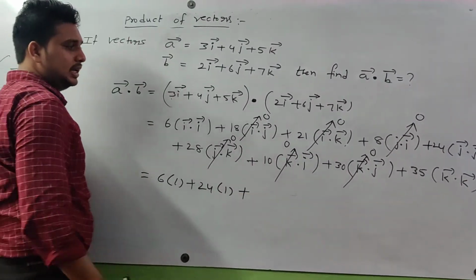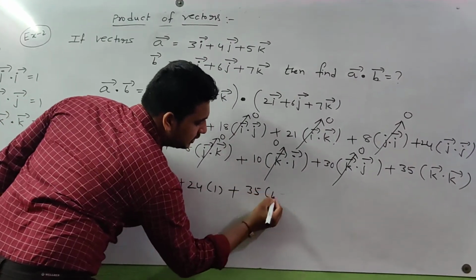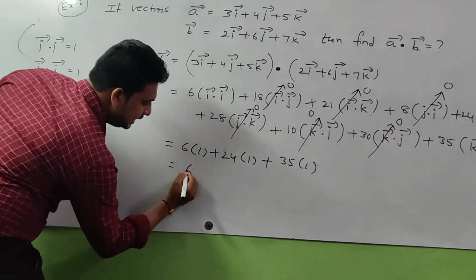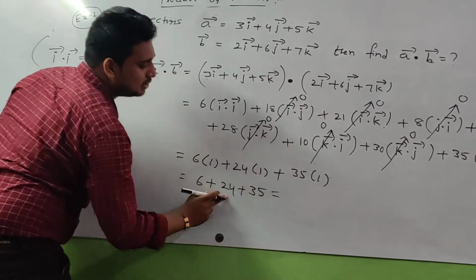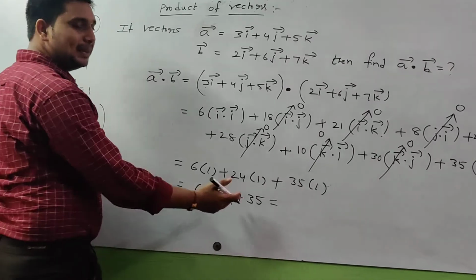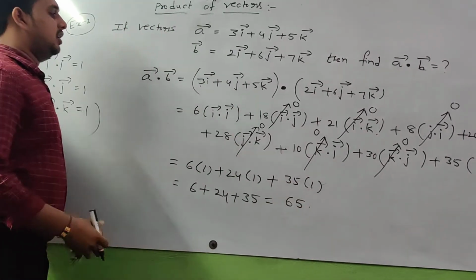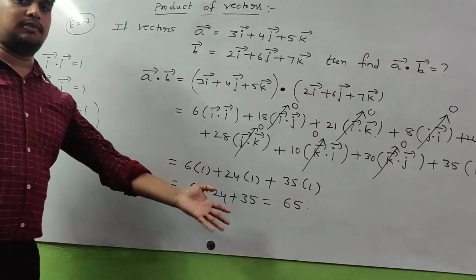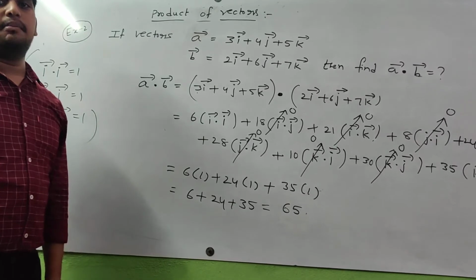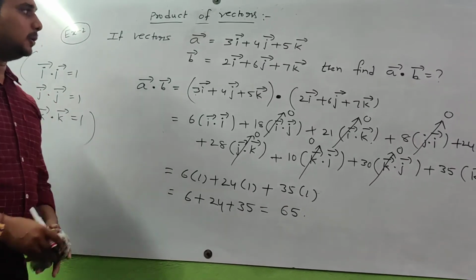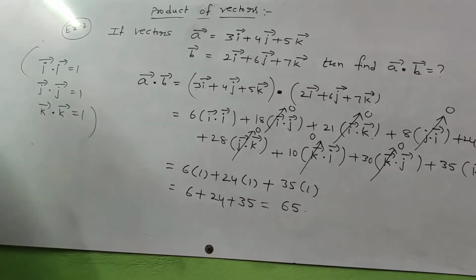And one more thing here, 35 into k bar dot k bar, 35 into 1. So what we got here? 6 plus 24 plus 35. 6 plus 24, 30. 30 plus 35, 65. Here we got a bar dot b bar value is 65. 65 is the answer for this a bar dot b bar. So this is the solution for this a bar dot b bar.